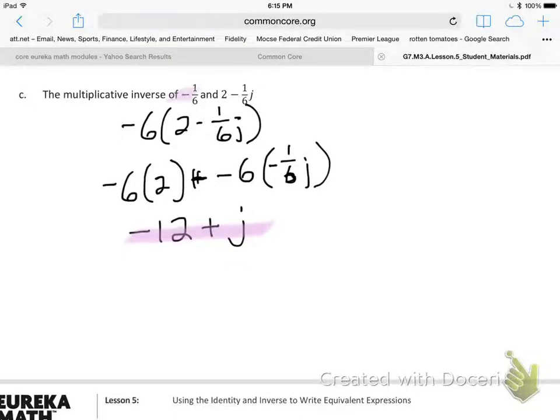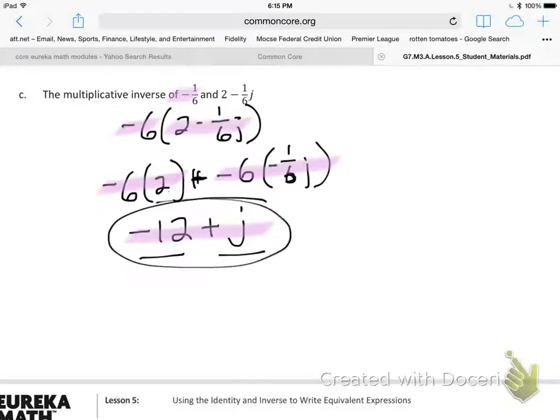Okay, finally, multiplicative inverse of -1/6. And remember, -1/6 is going to be a -6. Okay? And then 2 minus 1/6j in the parentheses. Distributing those out. -6 times 2 plus -6 times -1/6j. And then you end up with, of course, -6 times 2 is -12. And then -6 times a -1/6j, a negative times a negative, of course, is going to be a positive j. So that'll be your final answer there.